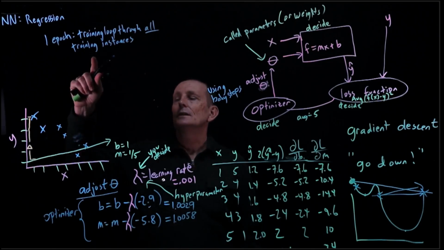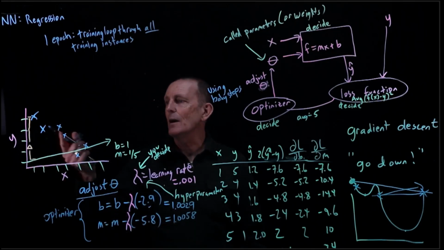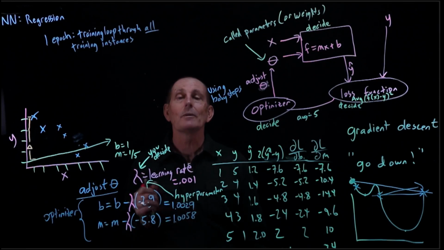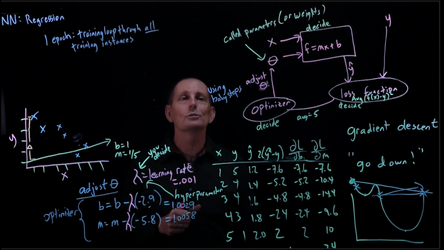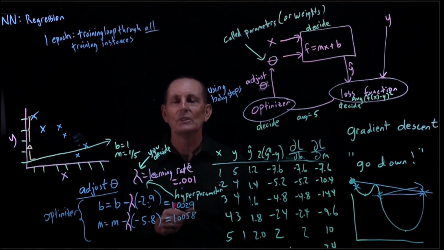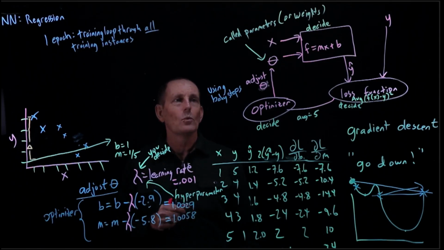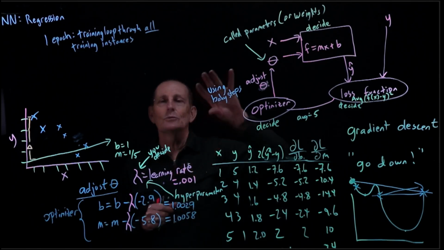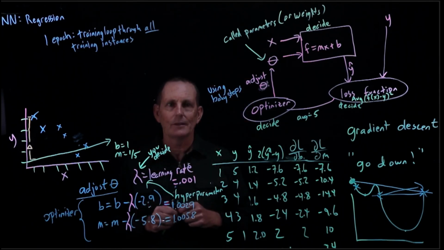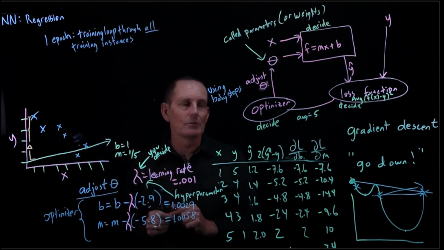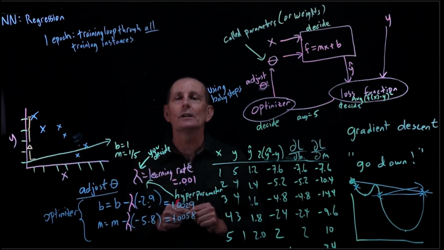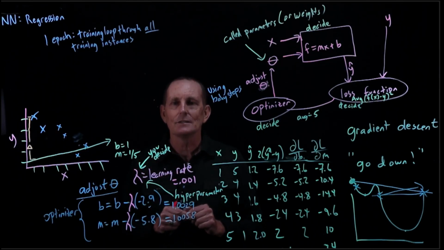One thing about this using all the training instances is commonly we have many more than 6 training instances. We might have tens of thousands, hundreds of thousands, millions, in Google scale, billions, OpenAI scale. So we might not want to deal with all of them. One advantage of dealing with all of them is we have a very deterministic process.